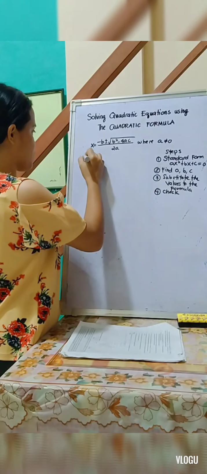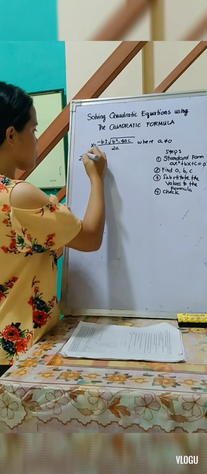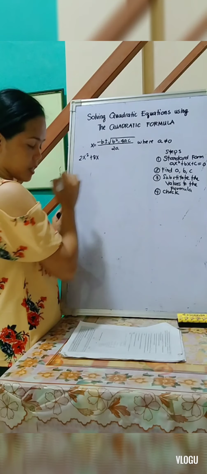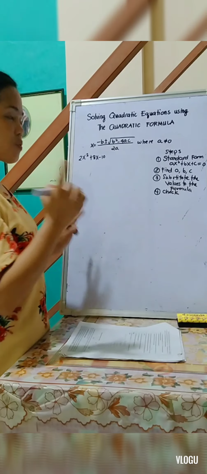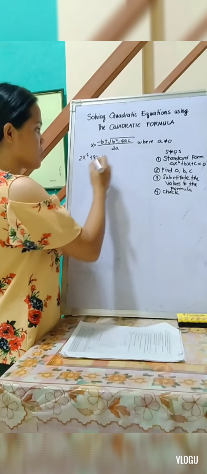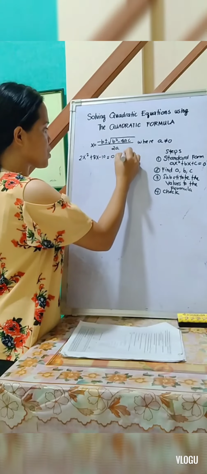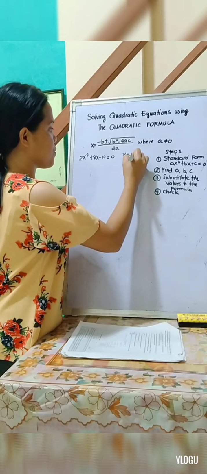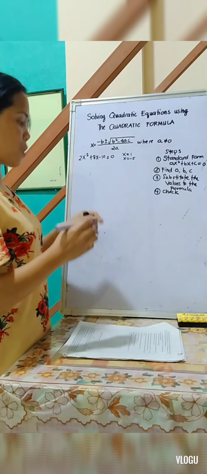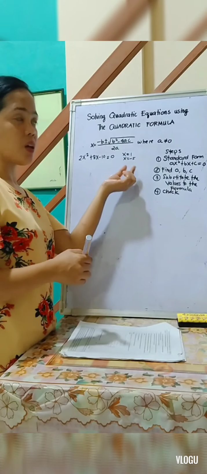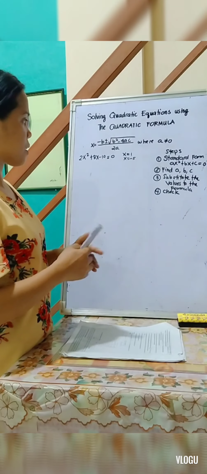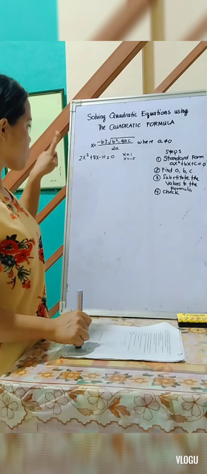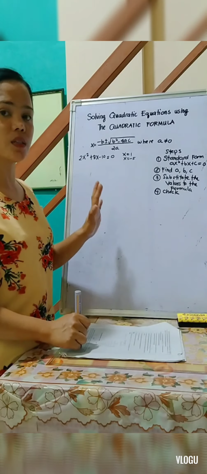This example, I have already explained in my other video on completing the square. So you have 2x squared plus 8x minus 10 equals 0. We have already got the answers to this: x equals 1 and x equals negative 5. So what we are going to do is get these answers using the quadratic formula. As you can see, the equation is already in its standard form: 2x squared plus 8x minus 10 equals 0.